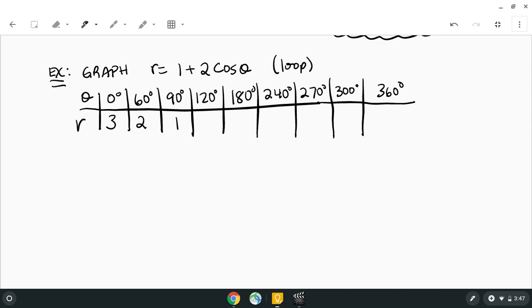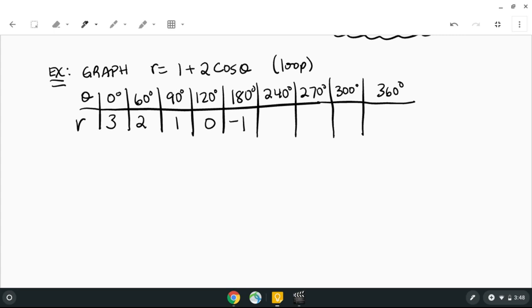120 is in quadrant 2. Okay, so cosine is negative there. X values are negative. Okay, so we get negative 1/2. So we get negative 1/2 times 2. That's negative 1 plus 1 is 0. Okay. Cosine of 180 is negative 1. So we get negative 2 plus 1.